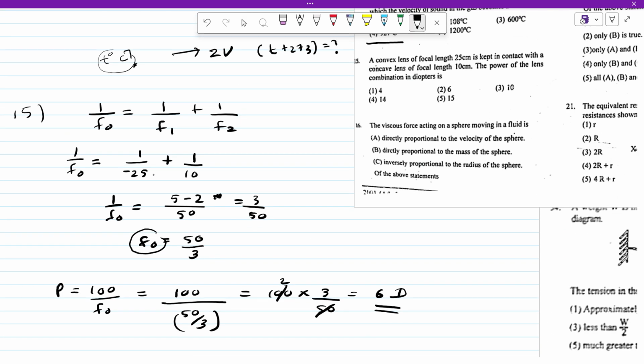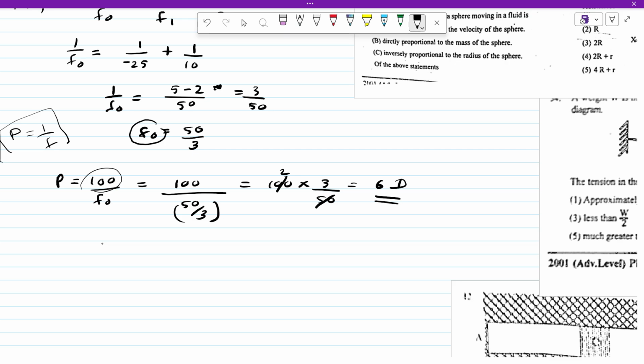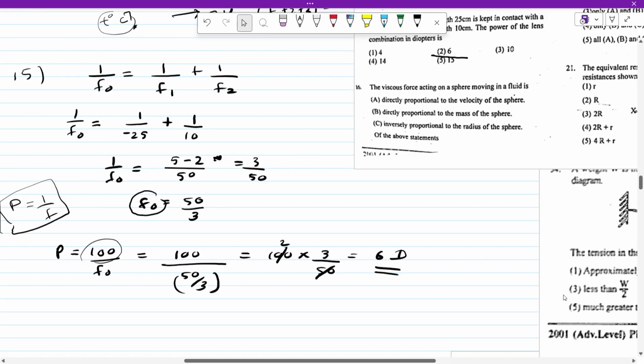Answer is number 2. Here we get it as 100 because the centimeter value is in 100. Also we can write P equals 1 over F. Since this is a centimeter given value, we should convert it into meters. So that's all for this question.